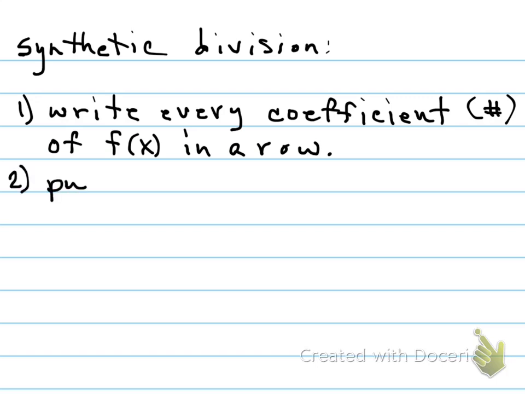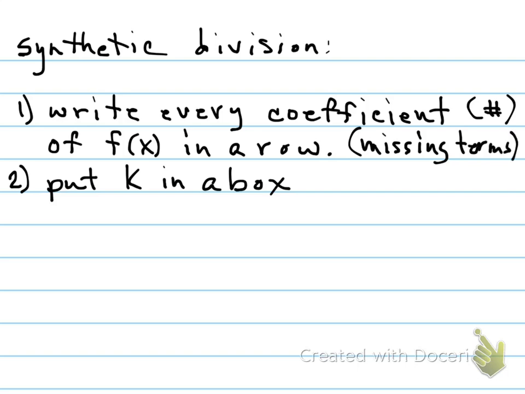Second, put k in a box. Now, up here, I'm sorry, go ahead and put missing terms just in case. Because you can't forget those missing terms. And remember here, if you have an x minus k, it changes the sign, right? So don't forget that little tidbit too. Let's say you miss one coefficient. You didn't put a 0 where you should have put a 0. Everything you do after that's wrong. So that's half the credit for the whole problem.